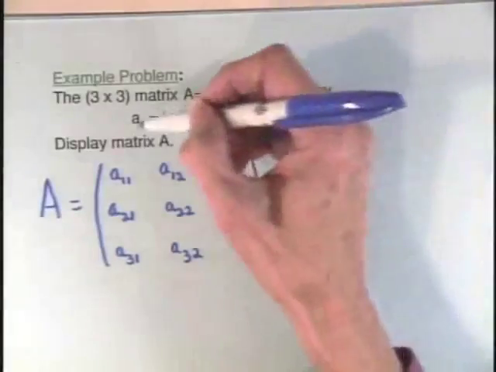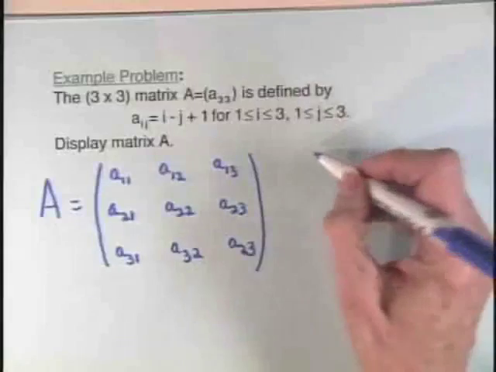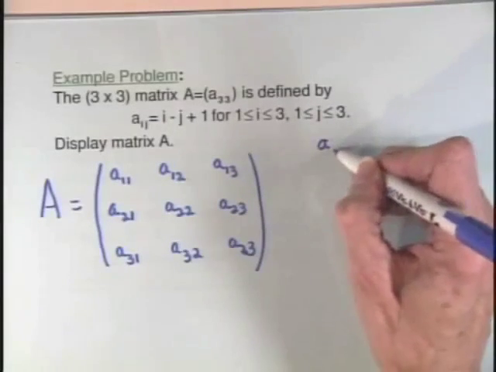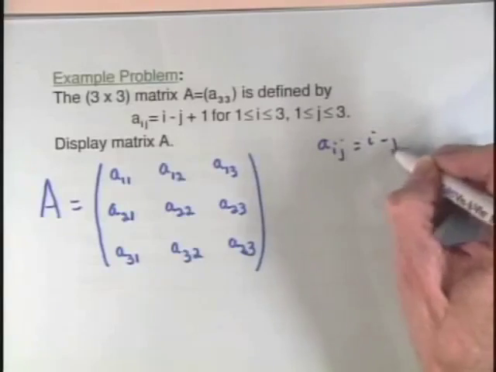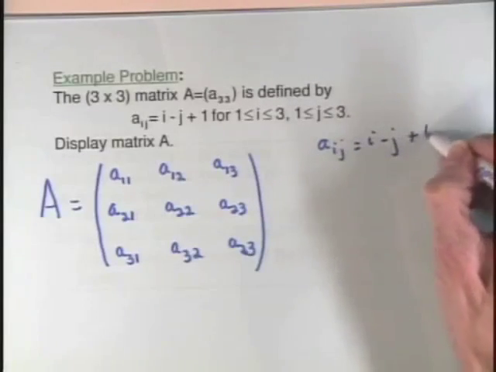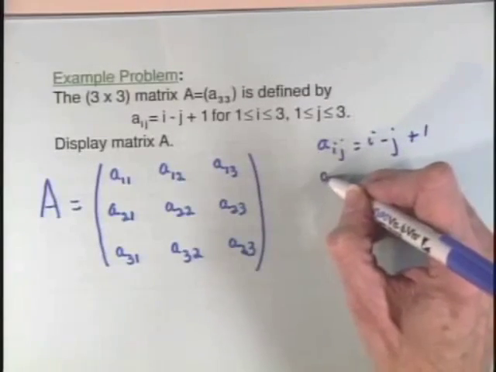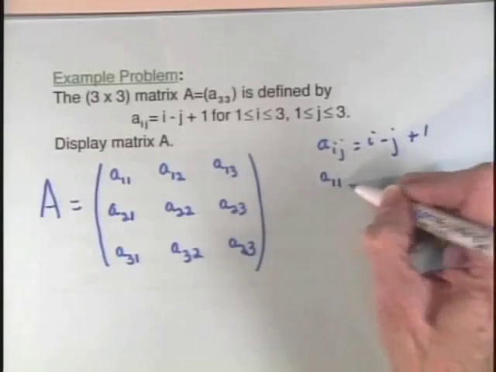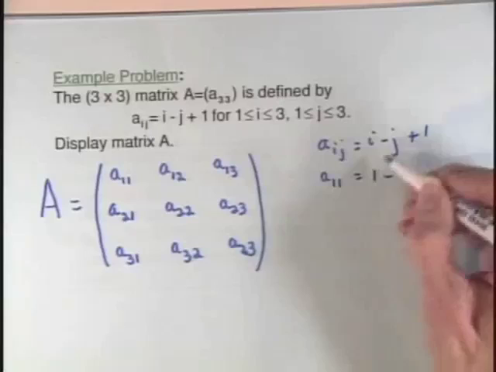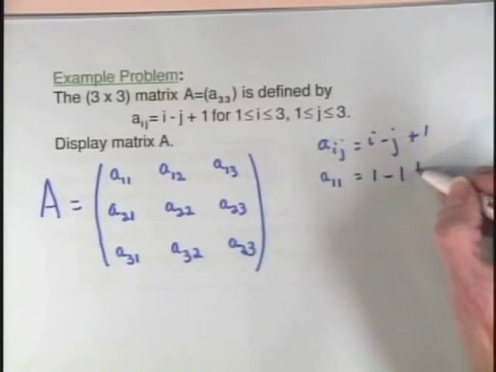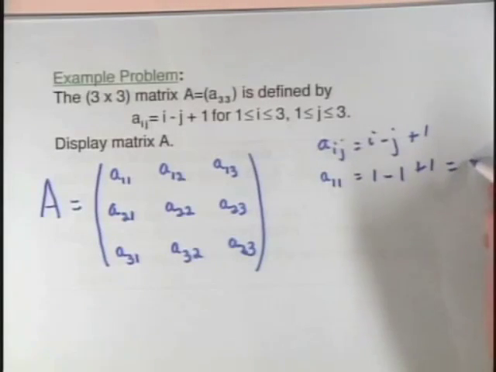So let's look at this Aij notation. We're told that Aij is equal to i minus j plus 1. So the entry with the subscripts 1, 1 equals 1 minus 1 plus 1 equals 1.